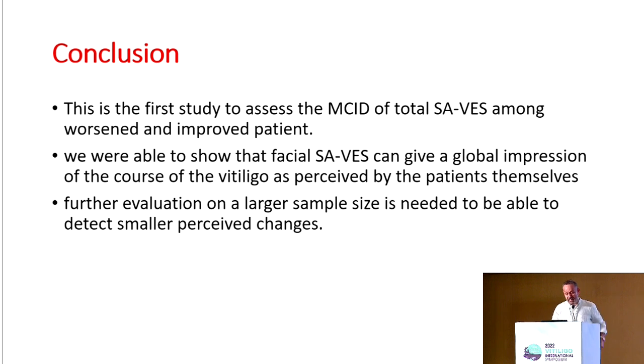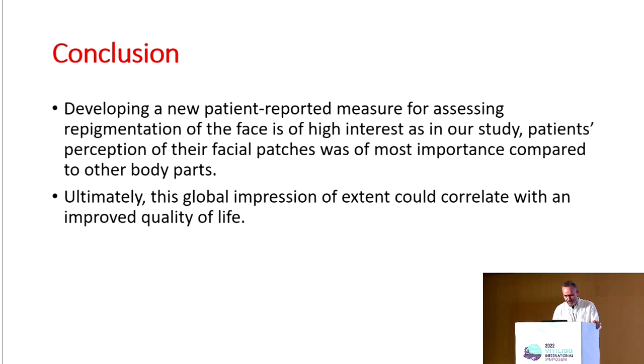So this is the first study that assessed the MCID of total SA-VES among worsened and improved patients. There was another study that did the global MCID for SA-VES. We were able to show that facial SA-VES can give a global impression of the course of vitiligo as perceived by the patients themselves. We think that a further evaluation on a larger sample size is needed to be able to detect smaller perceived changes. And developing new patient-reported outcome measures for assessing the involvement of the face is of high interest, as in our study, patient perception of their facial patches was of most importance compared to other body parts.